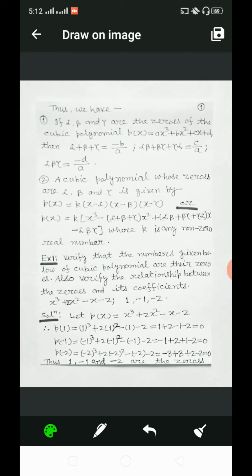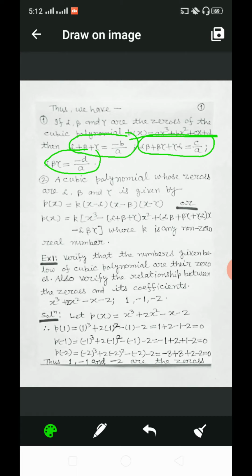Again, we recall that if alpha, beta and gamma are the zeros of the cubic polynomial p(x) equal to ax cube plus bx square plus cx plus d, where a not equal to 0 and a, b, c and d are real numbers, then alpha plus beta plus gamma equal to minus b by a, alpha beta plus beta gamma plus gamma alpha is equal to c by a, and alpha beta gamma is equal to minus d by a.